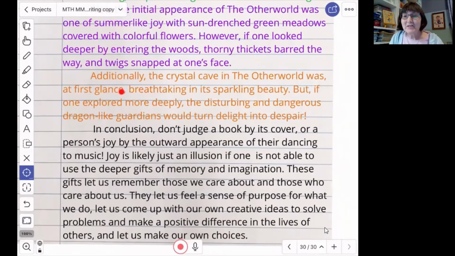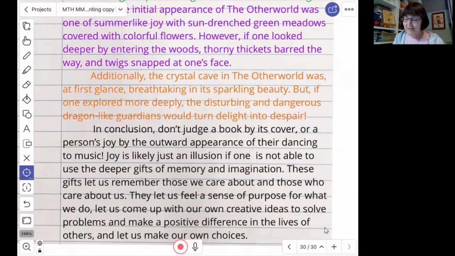Then we come to illusion number 3, the crystal cave. Additionally, the crystal cave in the other world was, at first glance, that's like the initial appearance, first glance is the first time you see it, breathtaking in its sparkling beauty. But if one explored more deeply, the disturbing and dangerous dragon-like guardians would turn delight into despair. I had fun using a lot of D's in that sentence. It's an example of alliteration.